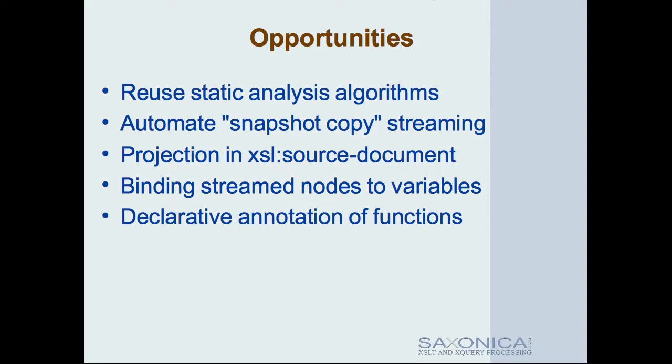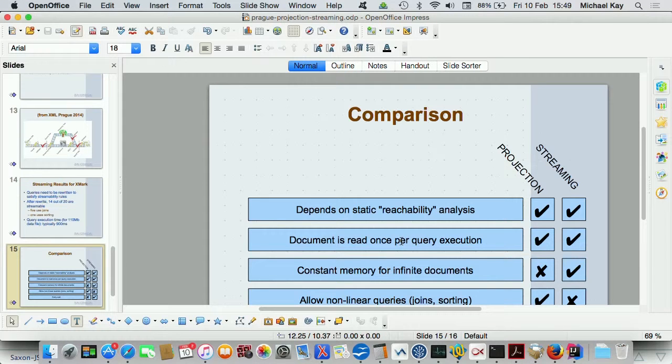Projection handles variables and streaming doesn't, and there's no reason for that. It's just a limitation in the analysis. I won't talk about functions, but there's problems with both. So that's it. Questions?